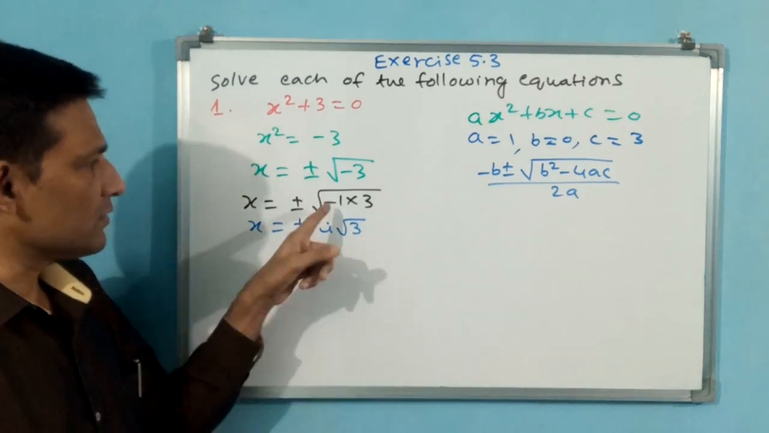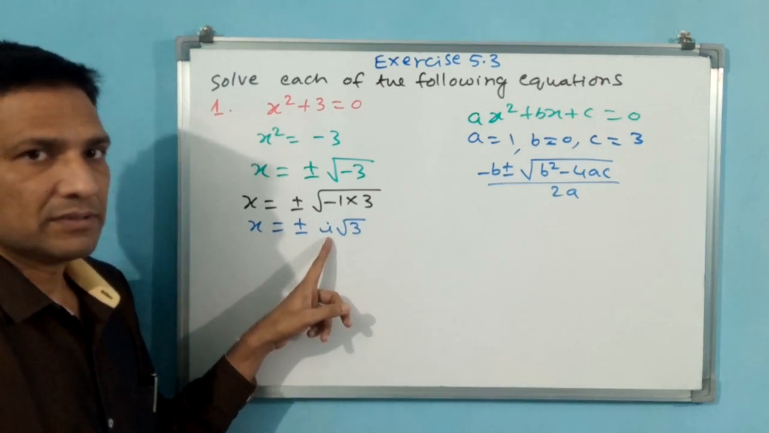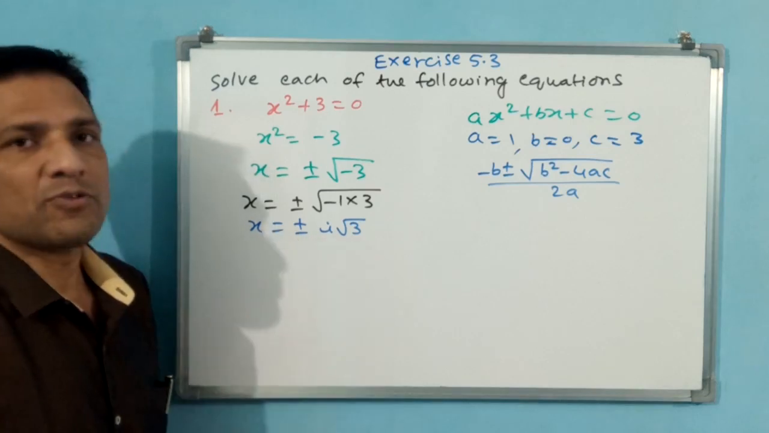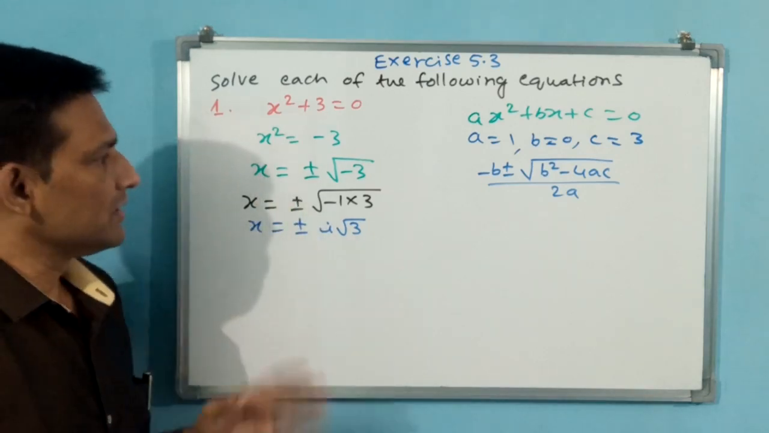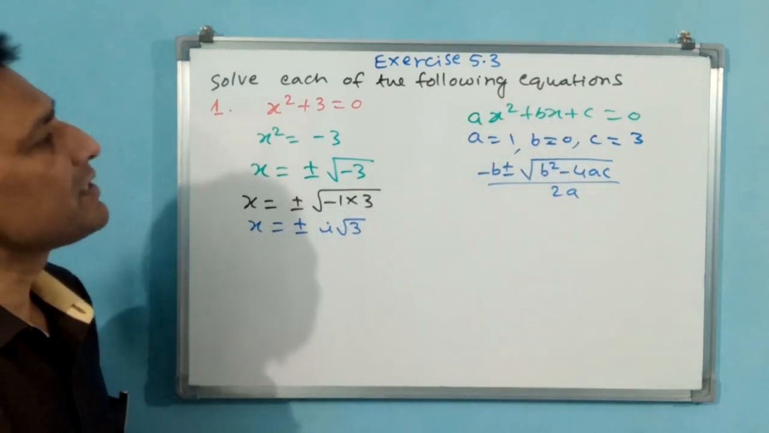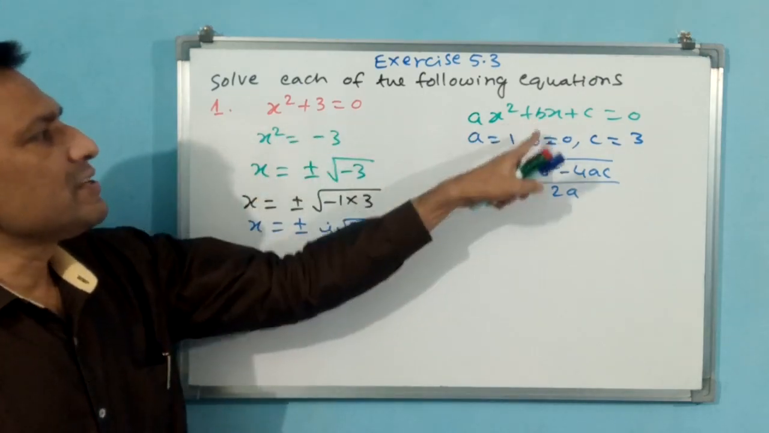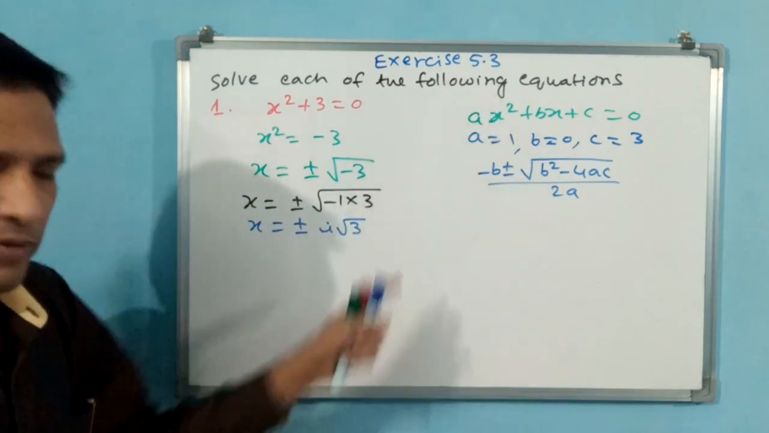Why? Because see, the square root of minus 1 I have taken out as i, and root 3 will be like that only. x is equal to plus or minus i root 3. This will be the answer for your question. Even if you do as per the equation also, the same thing will come, but it will take a little bit extra time. When b is 0, then you directly follow this procedure. Or else, the standard procedure means you have to follow this one.